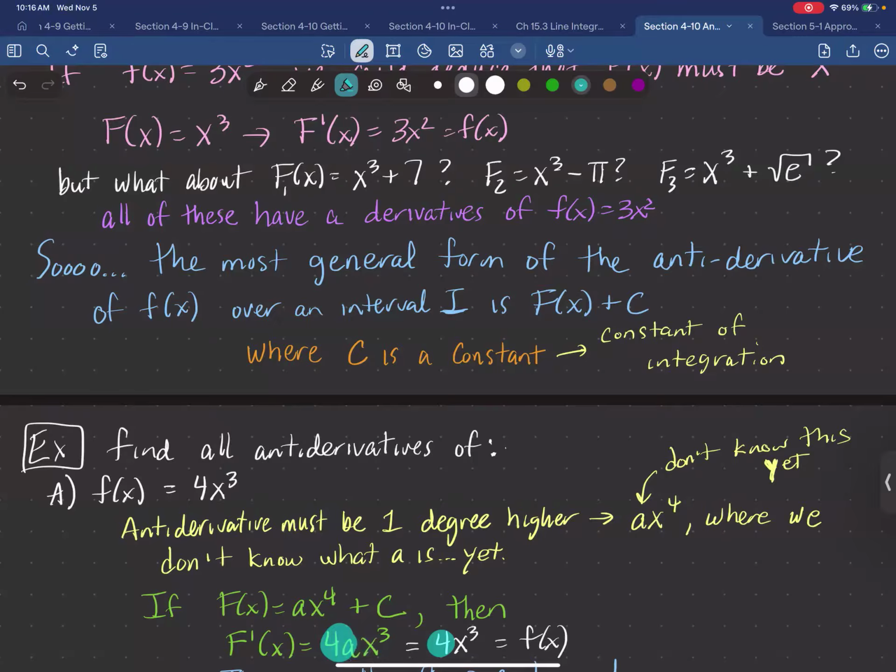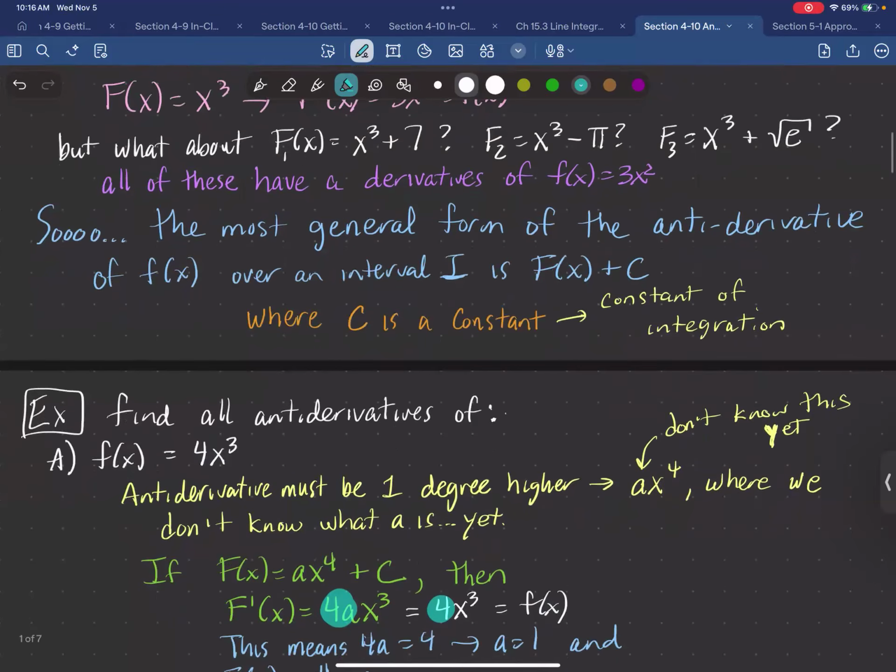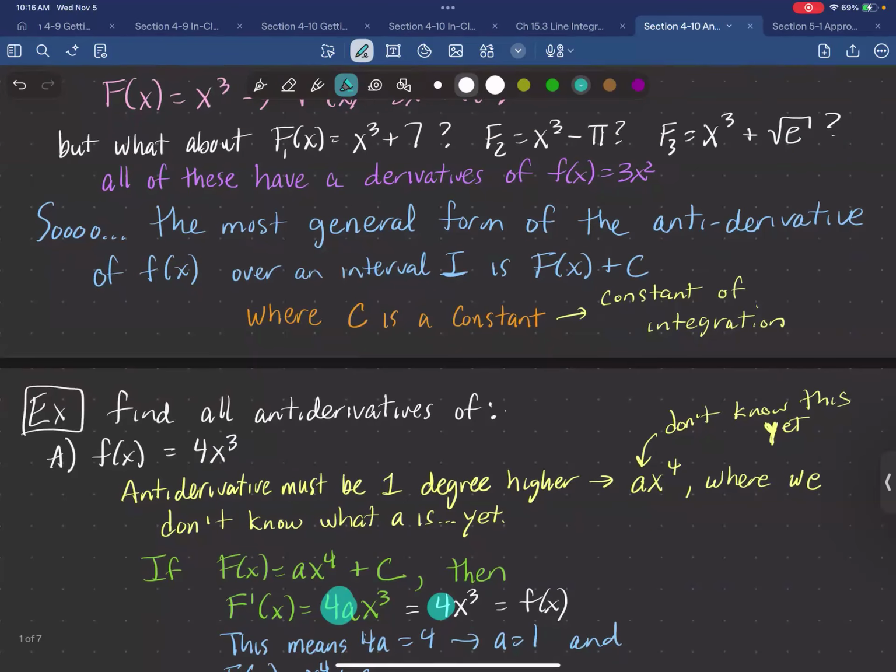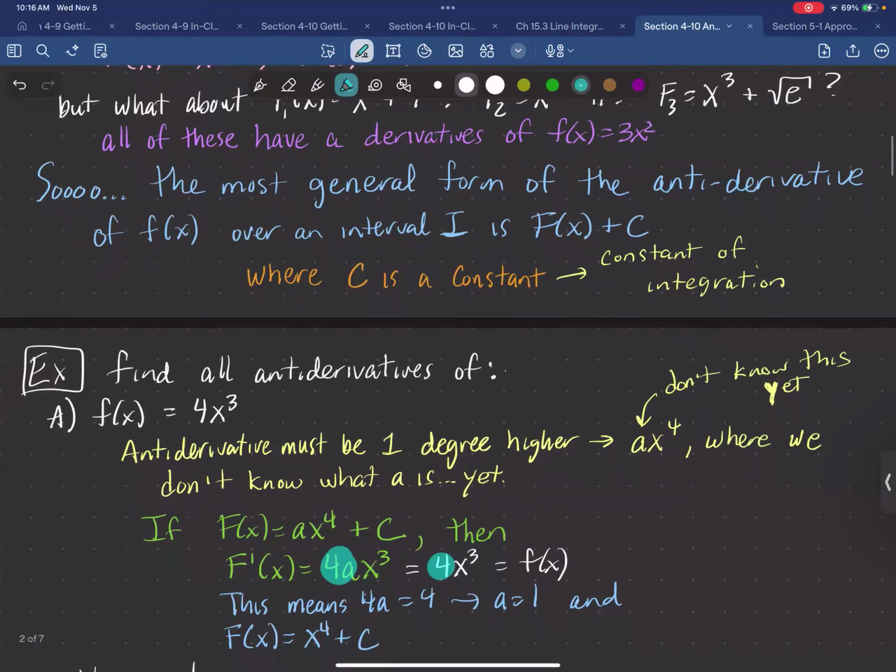Because 4ax cubed should give me the derivative, f prime of x should be f of x, and we had that up there as 4x cubed. So these should match. So I've got 4a equals 4. We solve for a, we get a equals 1. And we go back and we put that in right here and rewrite what F of x is here. Okay? So F of x is x to the 4th plus c.